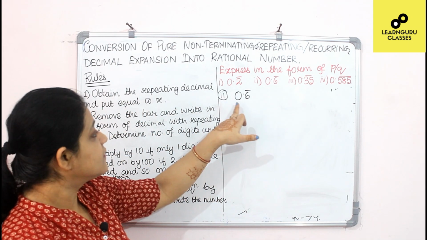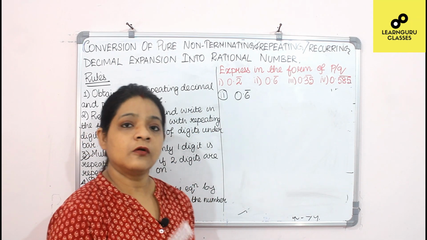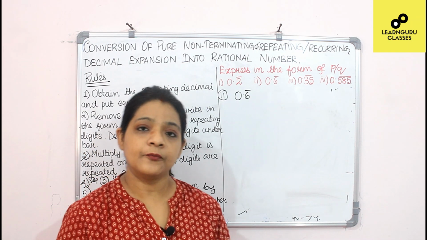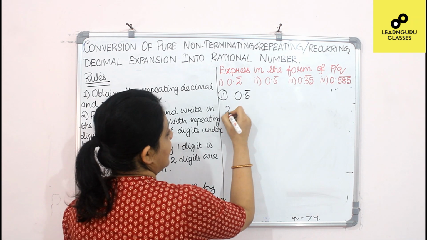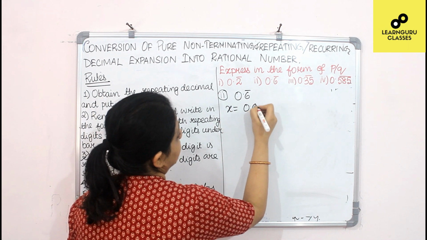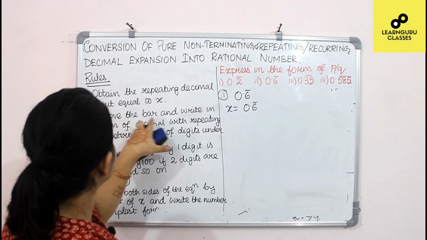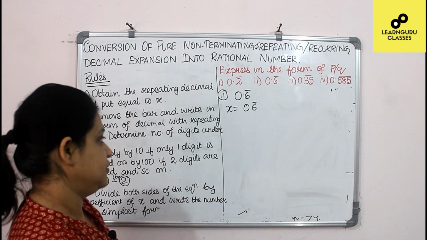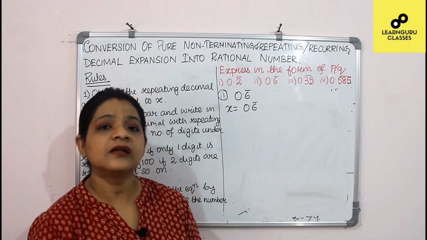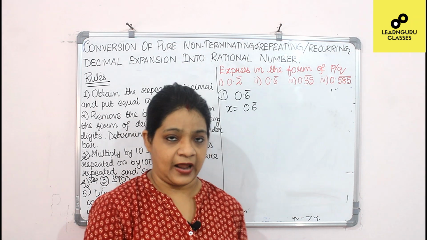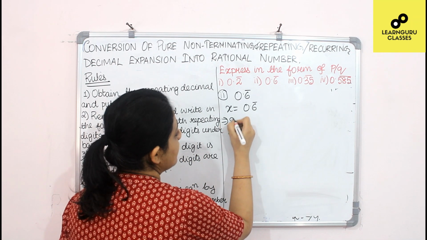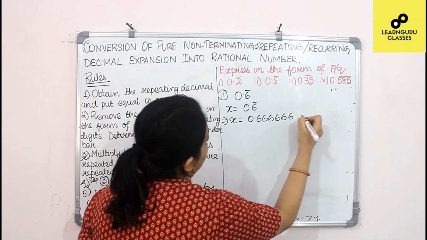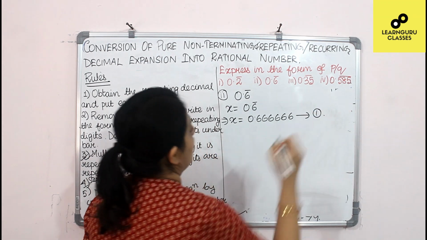The next sum is 0.6 bar. Let us see the first step: obtain the repeating decimal expansion and put it equal to x. So we will write x equal to 0.6 bar. Next, remove the bar and write in the form of a decimal with repeating digits. 6 bar means 6 is being repeated several times. So I will remove the bar and write it as 0.6666666 and give this as equation 1.